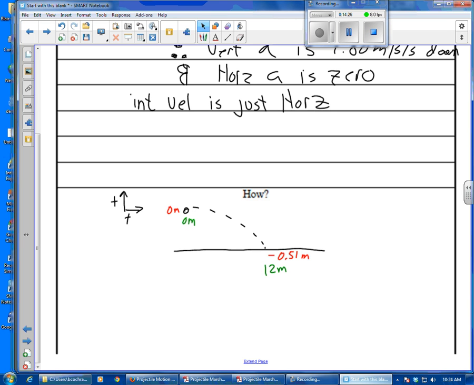And I know my initial velocity is in that direction. We'll just call that V. I don't know what it is. Because you told me up was positive and that the ball started at a height of 0, it lands 51 centimeters below that. So I'd indicate that direction by negative, and I converted my 51 centimeters to meters.